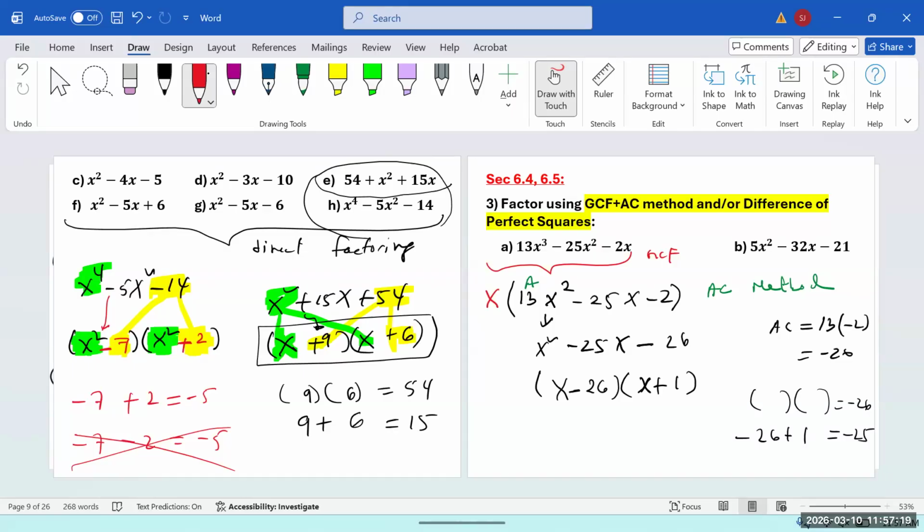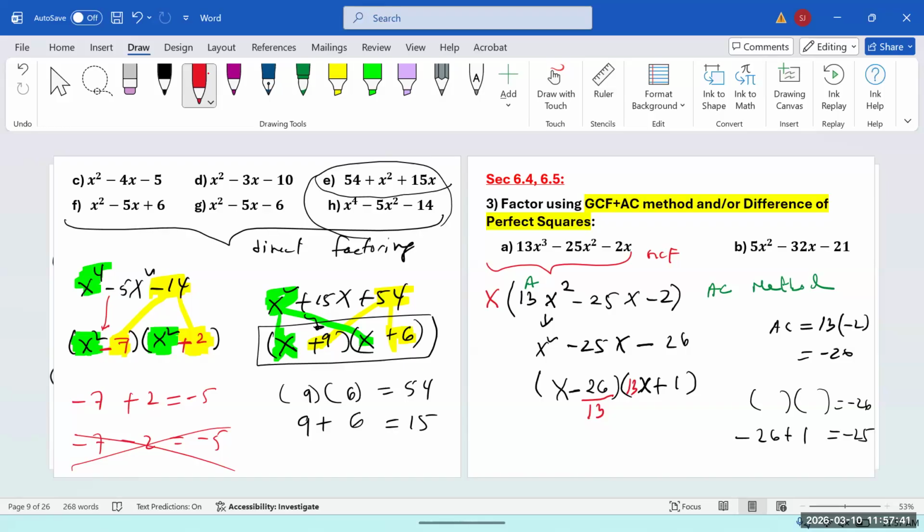So we found 2 numbers, 26 and 1. One of them is divisible by A. Which one is divisible by A? 26. So whichever is divisible by A, we divide that by A. And that one is not divisible by A, what do we do? We multiply the variable.